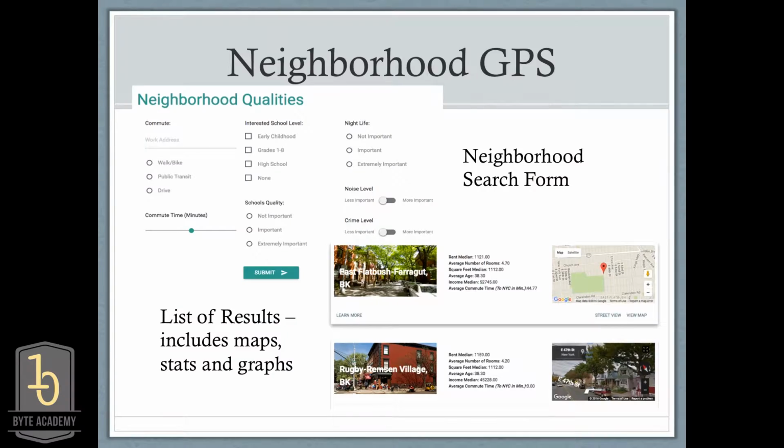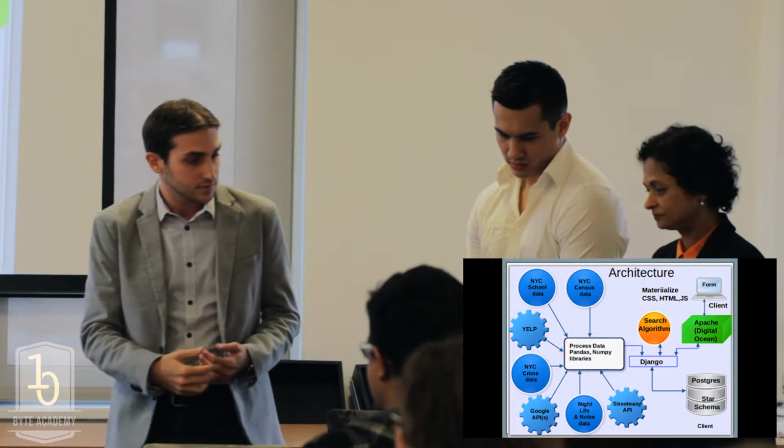What Neighborhood GPS is, in a nutshell, is users come onto the site and submit a form, like you see up there, with neighborhood qualities, and they can pick all different kinds of attributes that interest them. And we return results. Once the results are returned, you can learn more, see maps, and see them graphed. We'll run through all that in the demo shortly. But before we do that, I'm going to introduce Suleika to talk a little bit about the architecture.